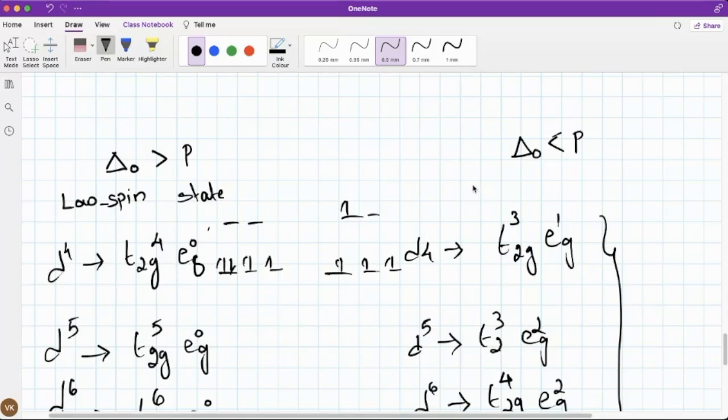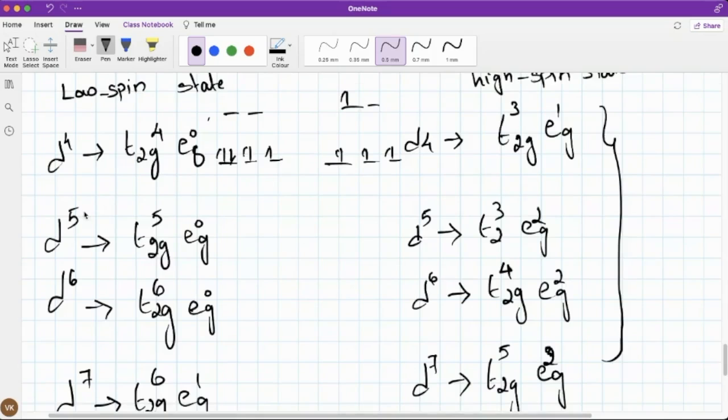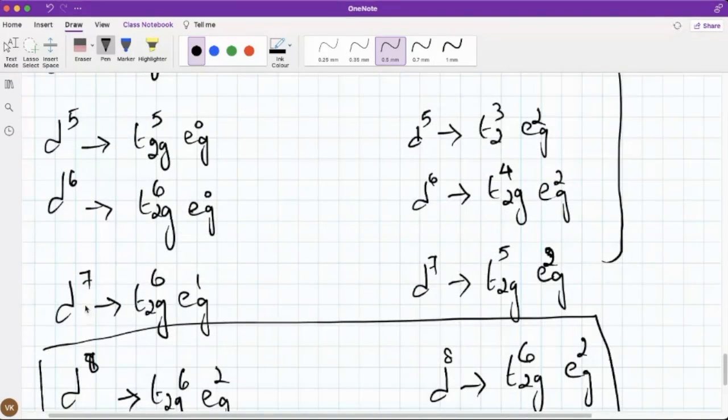This is high spin, where the number of unpaired electrons is higher, so high spin state or high spin complexes. This way we call these high spin and low spin, because the number of unpaired electrons is lower here and higher there. So these high spin and low spin states exist only between d4 to d7.